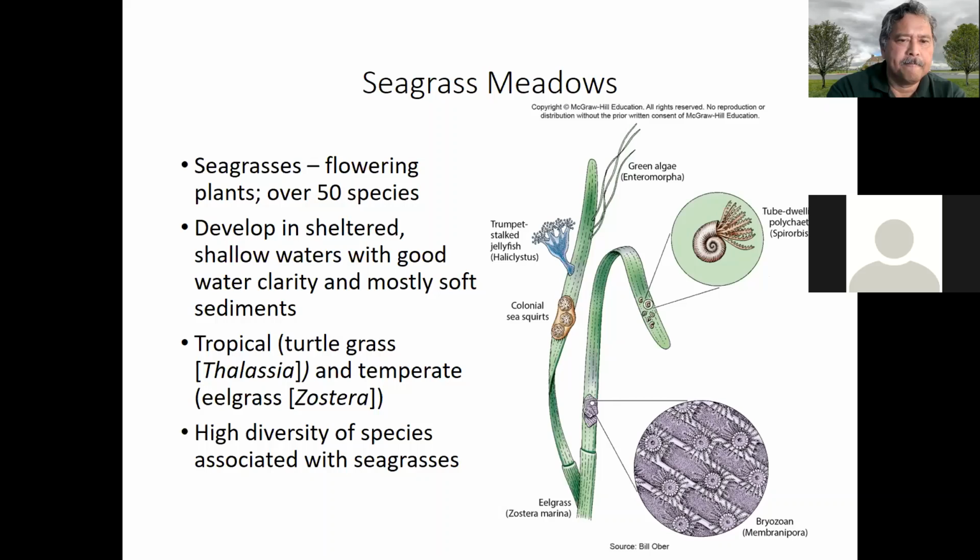And so there's also a high diversity of species associated with seagrasses, and that's the main point of this picture. And you can see different types of organisms that actually live on the seagrass itself. So there you go.